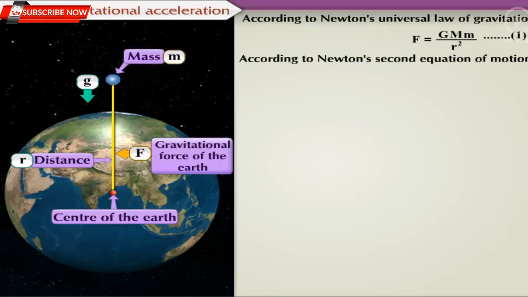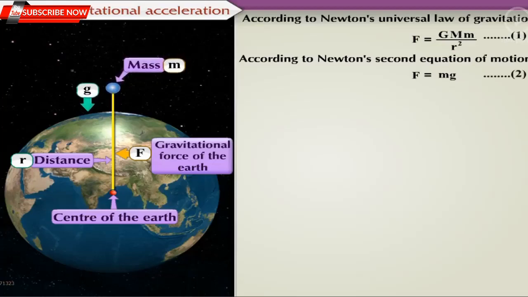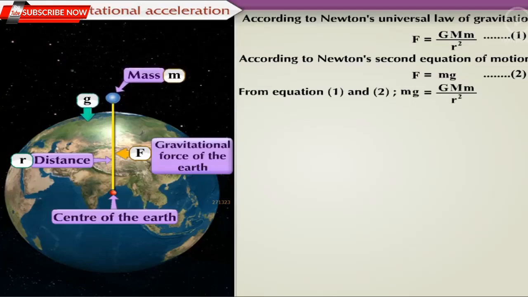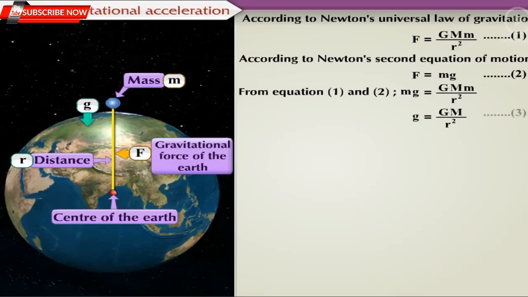Now, according to Newton's second law of motion, the gravitational force on the object F is equal to mass of the object small m into acceleration of the object small g. This is equation 2. From equations 1 and 2, small m into small g is equal to capital G into capital M into small m upon small r square. Therefore, small g is equal to capital G into capital M upon small r square. This is equation 3.